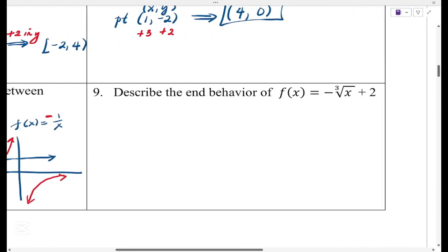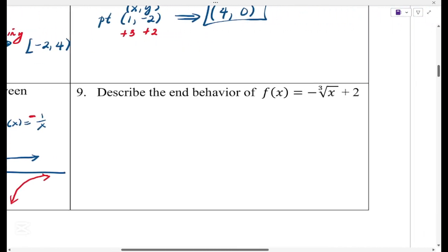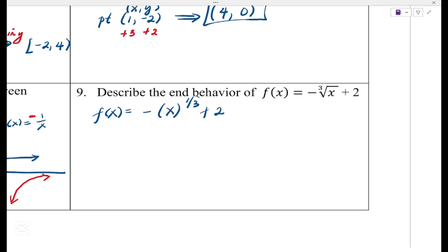Then for question number 9, we need to describe the end behavior of the given function, negative cube root of x plus 2. You can do this in two ways. One is algebraically, the other one is graphically again. For algebraically, what you can do is, we have f of x equal to negative x to the power 1 over 3. We know that the power is 1 over 3, but we can assume that this is an odd power. So the leading term here is this term. So the leading term of f of x is negative x to the 1 over 3.